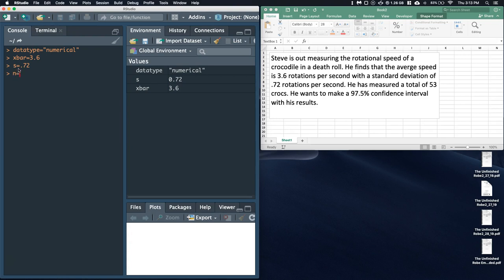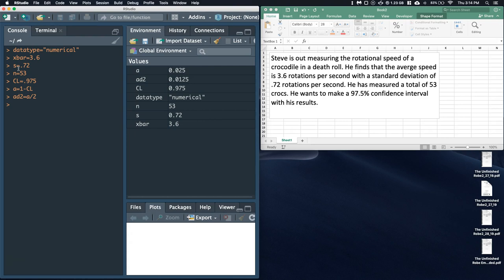So we have an N, a sample size of 53, because it says he measured 53 animals. And we've got a confidence level. We'll do confidence level equals 0.975. He wants to make a 97.5% confidence level. So then we know that alpha, I'm just going to leave that as A, equals 1 minus the confidence level, and that gives us 0.025. And then I'm going to do A2 for alpha divided by 2. So it's going to be A divided by 2, and that gives me my alpha divided by 2, since we're going to be doing a confidence interval.